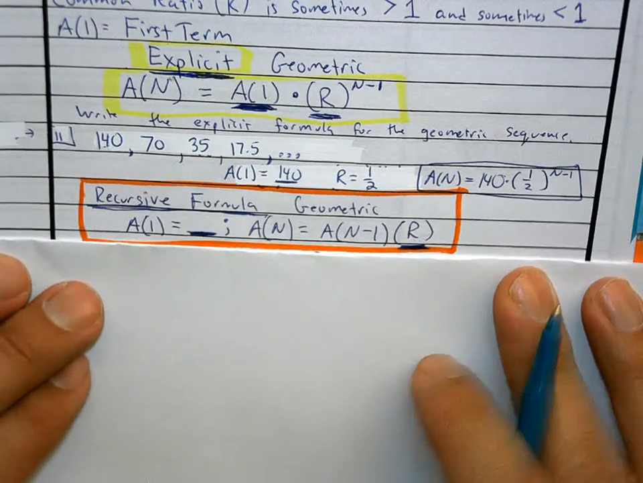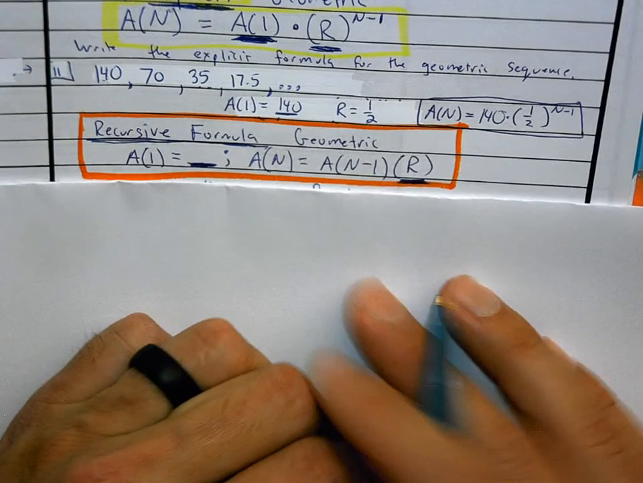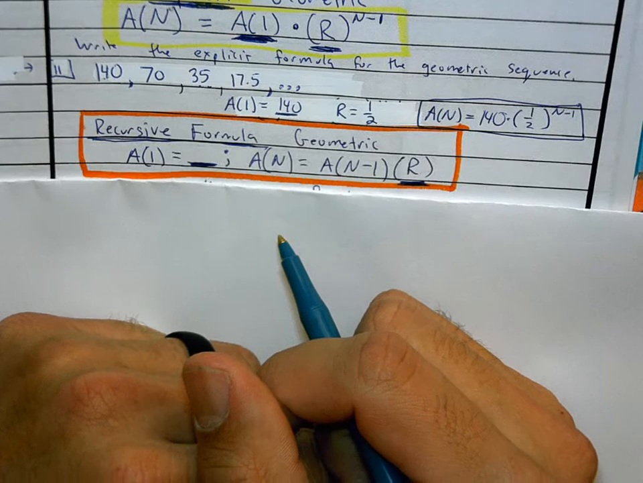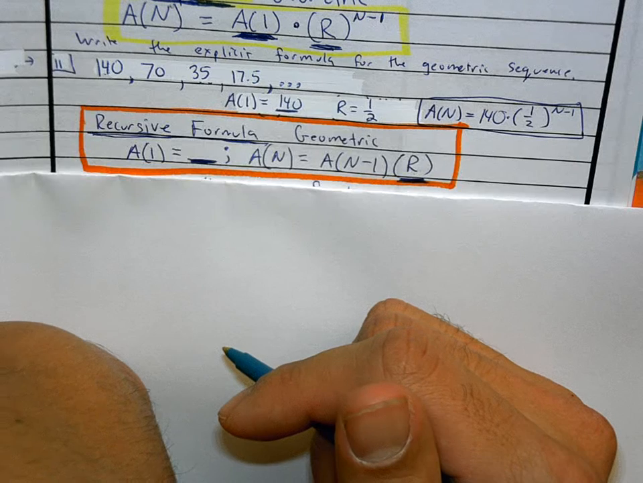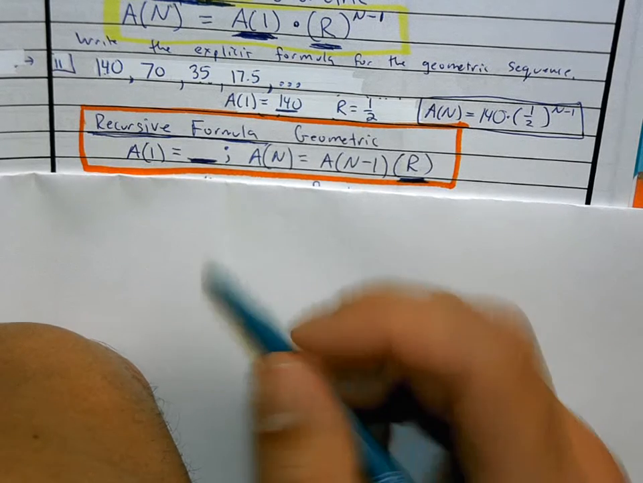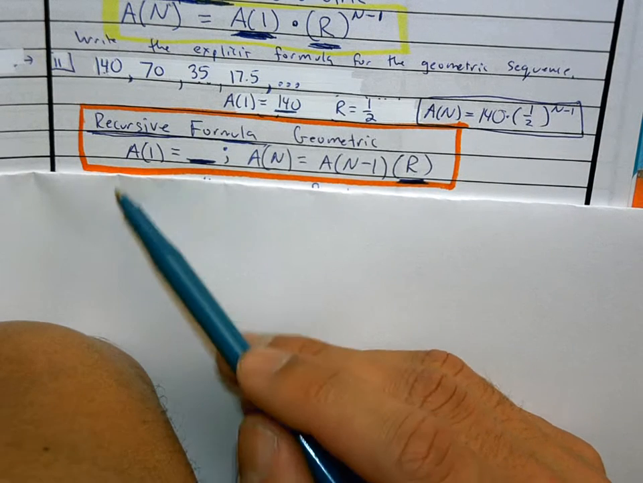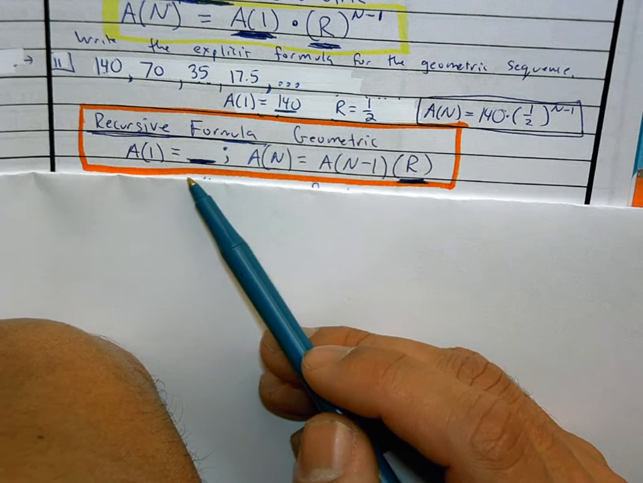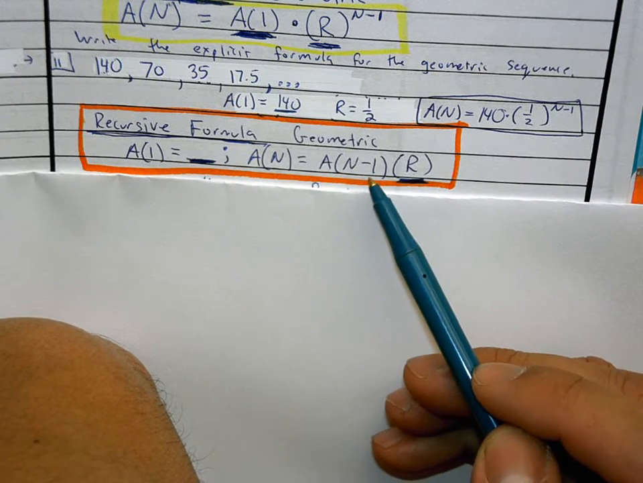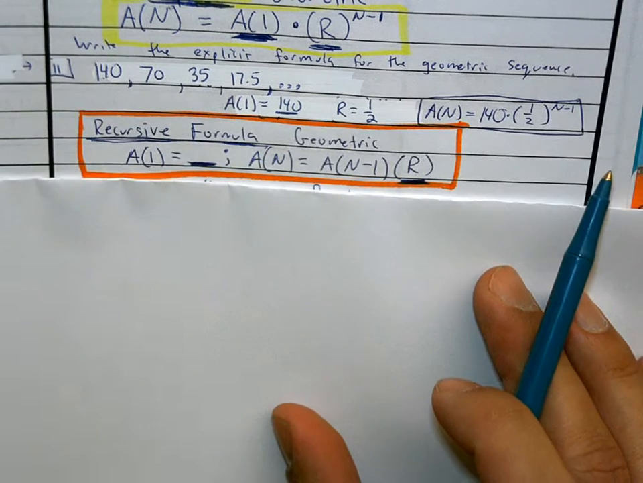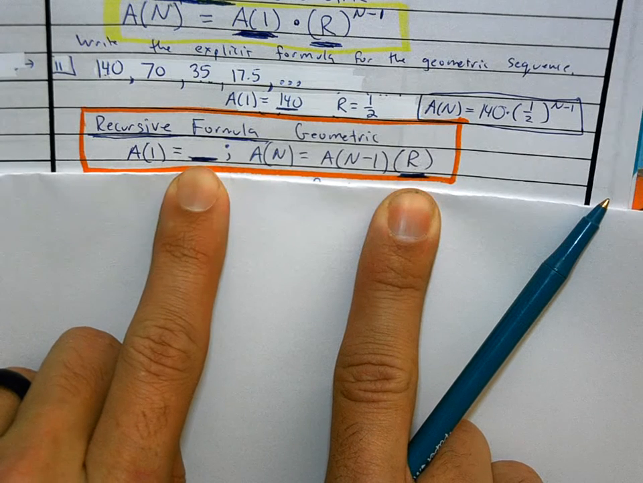That brings us to the second kind of formula, which is called recursive. The recursive formula is similar to the explicit formula, except it's a little longer. The recursive formula for a geometric sequence is A of 1 equals blank; A of n equals A of n minus 1 in parentheses times R. I only have 2 things underlined right here and right here. These are the only 2 things you replace.